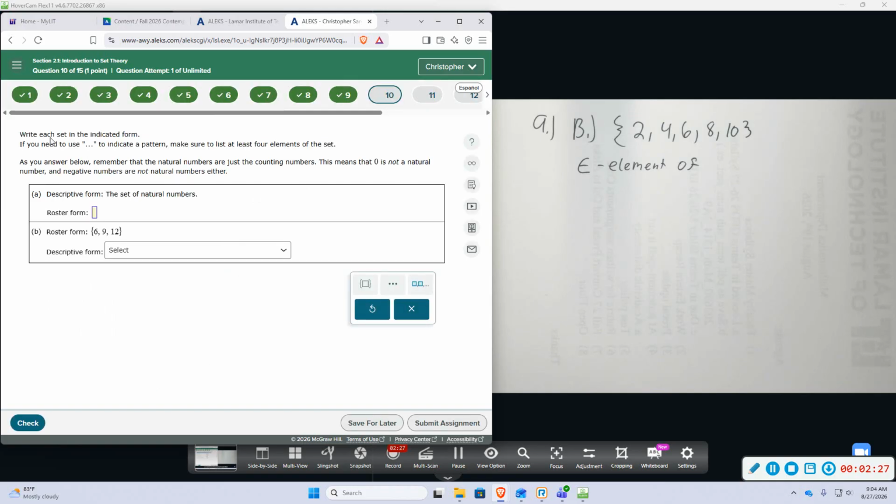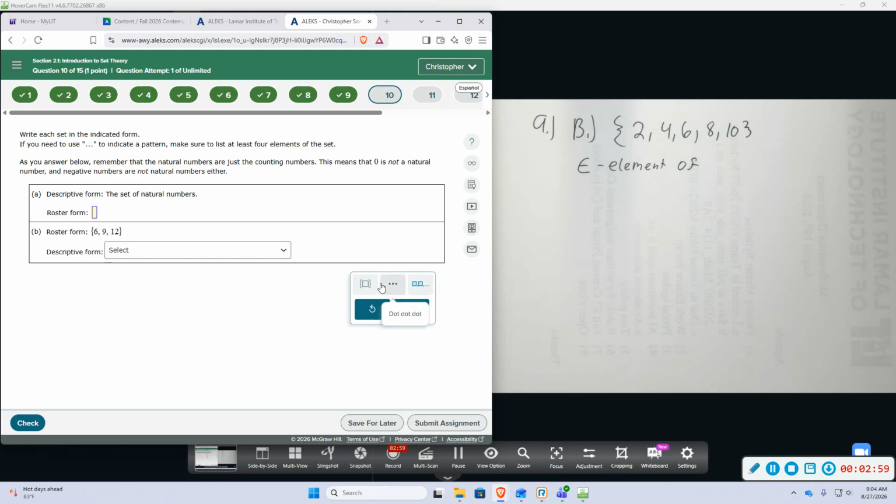All right, 10, we want to write each set in the indicated form. If you need to use the ... to indicate a pattern, make sure at least 4 elements are listed. So below, we're going to read that the natural numbers are just the counting numbers. That means that 0 is not a natural number, and negative numbers are not natural numbers. So just kind of reminding us of that. So the descriptive form, the set of natural numbers. The set of natural numbers, we start with 1.